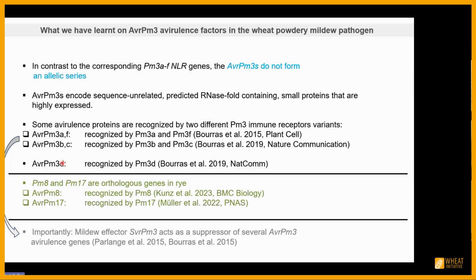We have then also isolated AVR PM3D, and we have studied the orthologous genes in rye. PM8 and PM17 are orthologs of PM3 in wheat. They are allelic in rye, so we have a nice comparison of closely related species which had an independent evolution of these immune receptors in the last few million years.